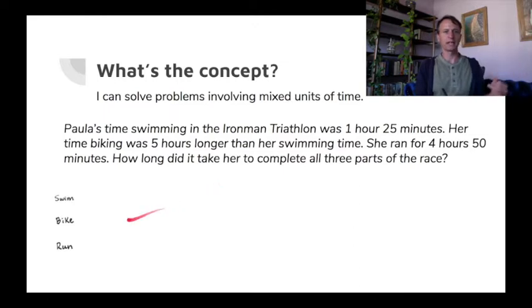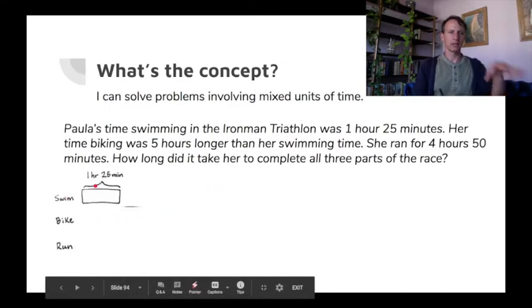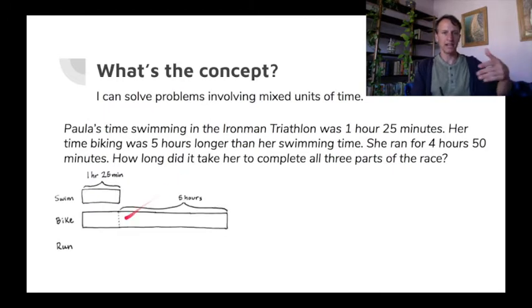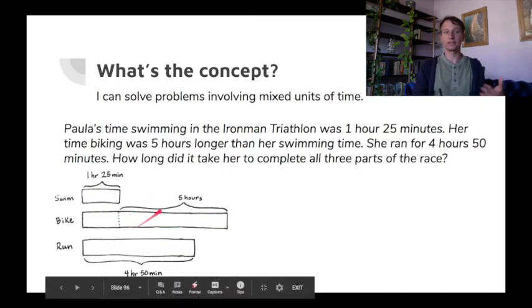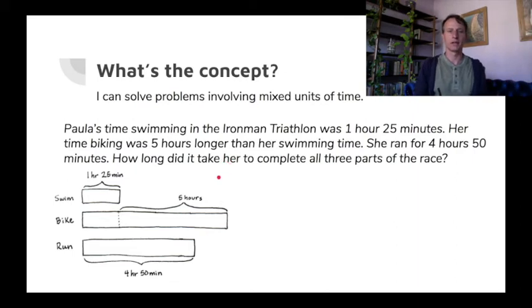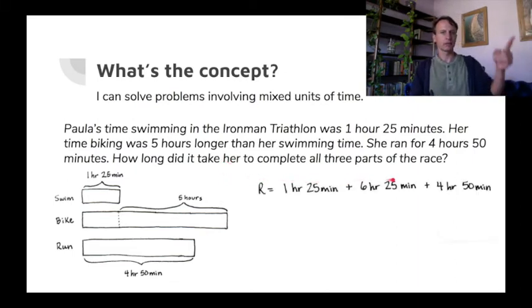So we have swim, bike, and run. We make our tape diagram, 1 hour 25 minutes. We're just given that for swimming. Biking is 5 hours more than that. Okay, good. Yeah, okay, 6 hours 25 minutes, right? Easy enough. And the running, we're just given that straight out, 4 hours 50 minutes. We're trying to find everything together. So it's 1 hour 25 minutes swimming, plus 6 hours 25 minutes biking, plus 4 hours 50 minutes.